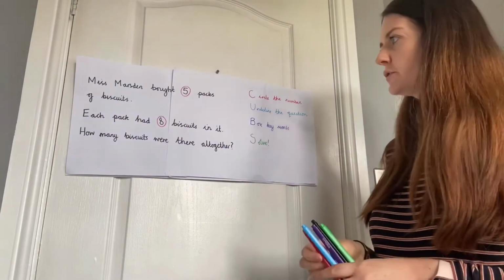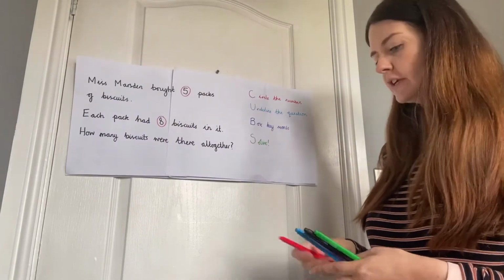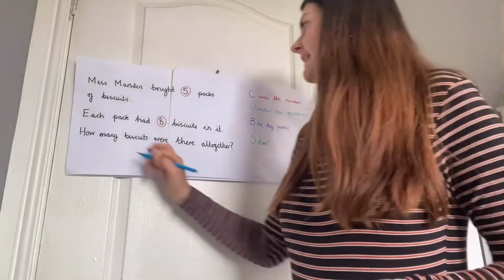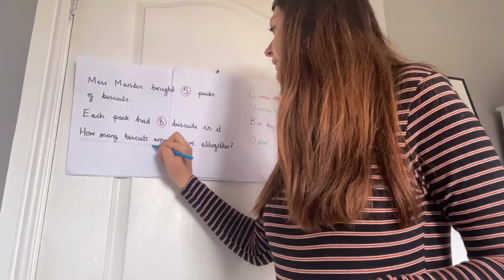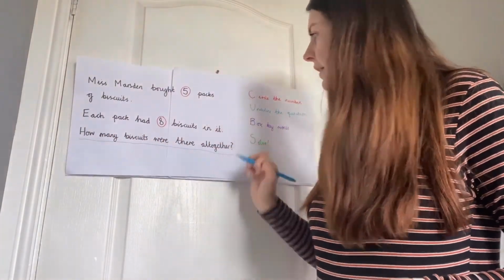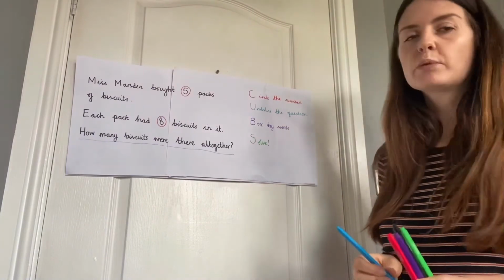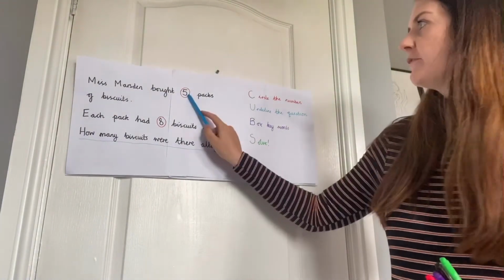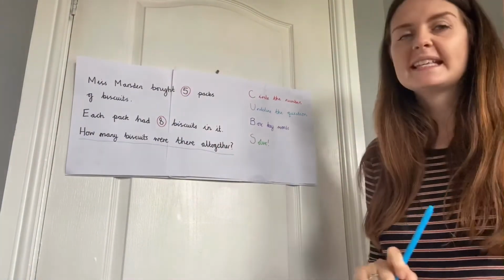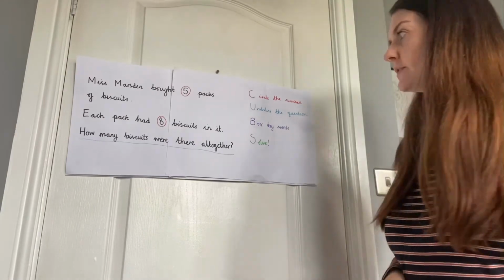I now need to underline the question. So the question is, how many biscuits were there altogether? Okay. So that's what I'm trying to find out. If I've got 5 packs of biscuits with 8 biscuits in them, how many biscuits were there altogether?